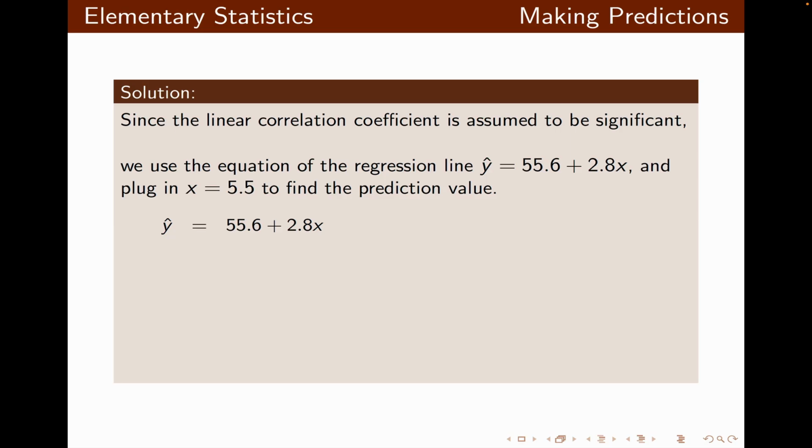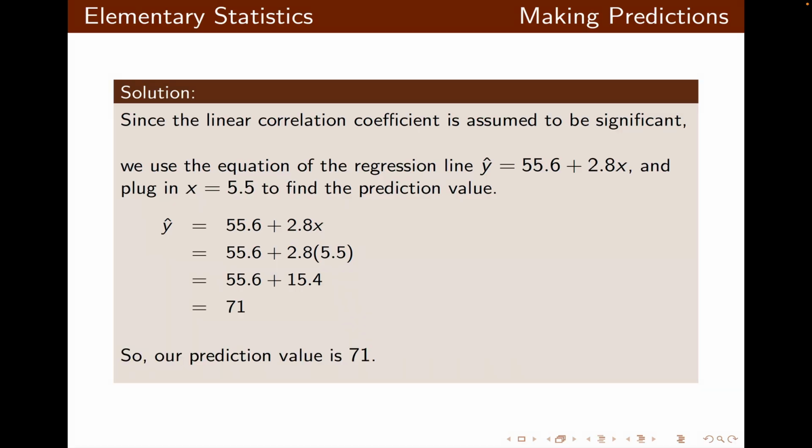So in place of x, we put 5.5. We follow the order of operations, and y becomes 71. So the prediction value is 71.